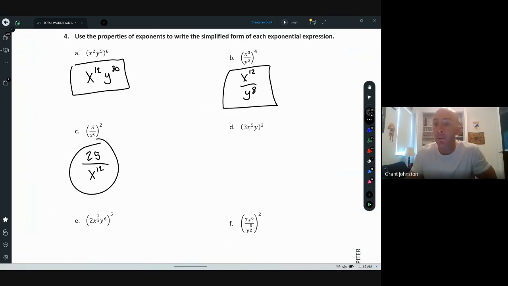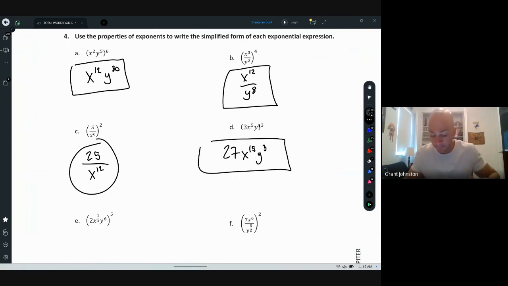On D, same thing. I'm going to be doing 3 to the 3rd power. So 3 times 3 times 3 is 27. But it's the exponents that I'm going to multiply. So x to the 5th times 3 would be x to the 15th. And remember, this is just like a y to the 1, so that's going to become a y to the 3rd.